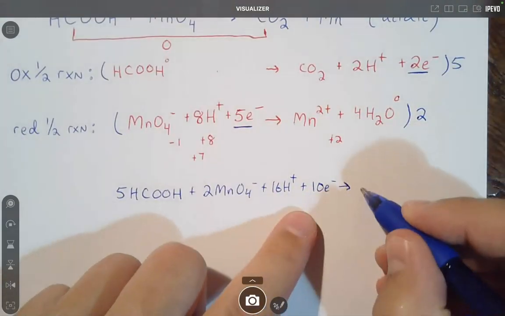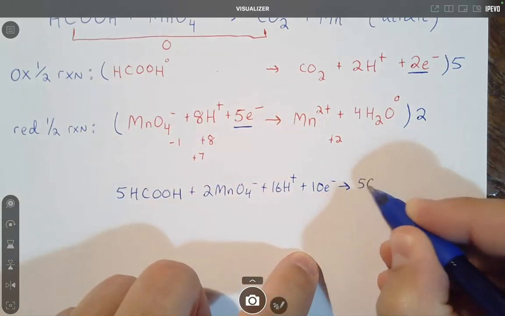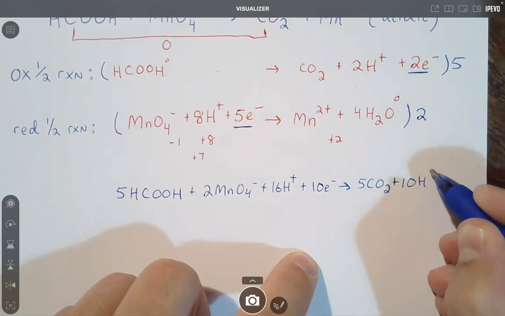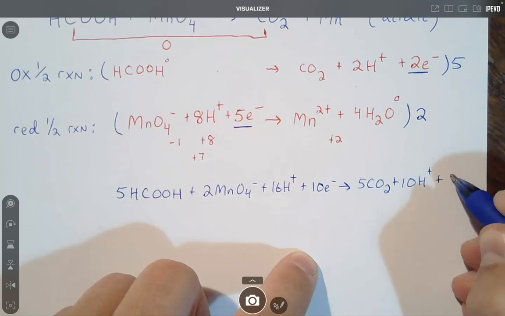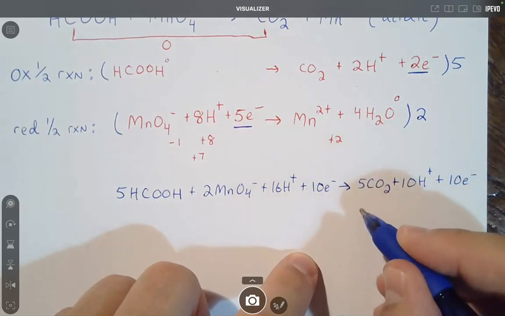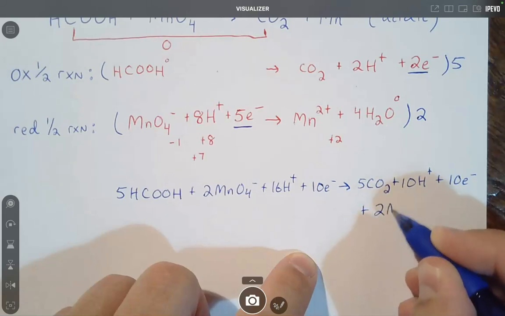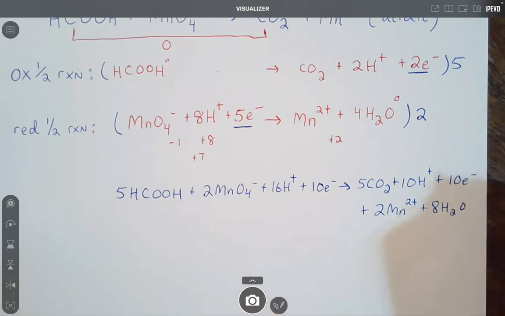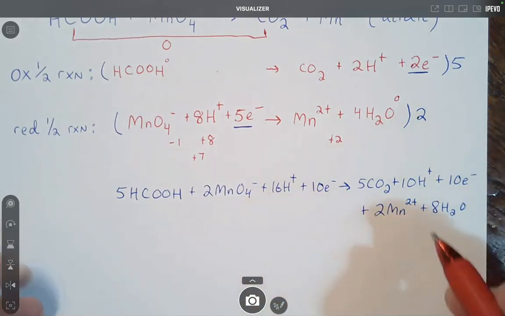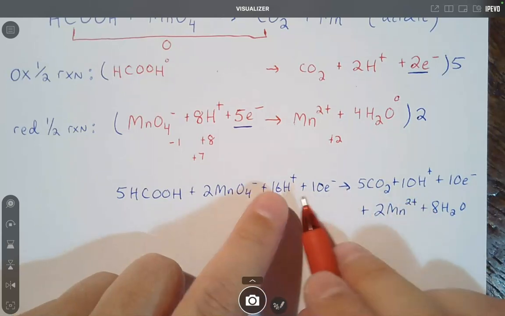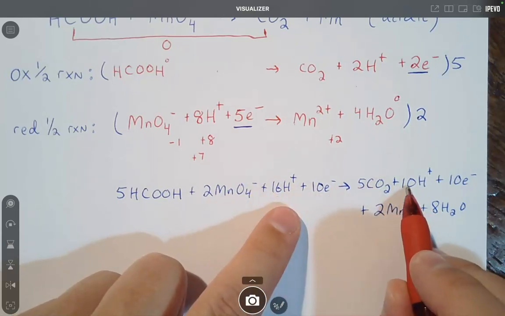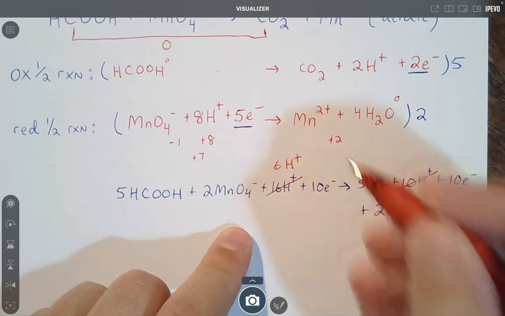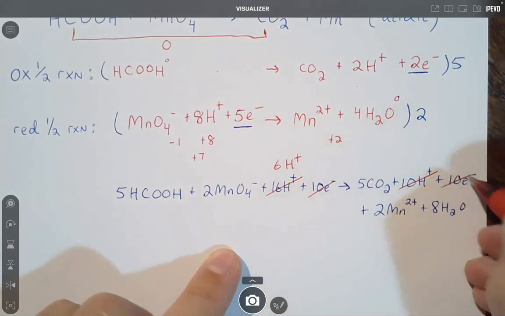All right, so let's go over here. So we've got 5 CO2s, and we've got 10 hydrogens, and 10 electrons. And then we have to come down here, and we also have 2 Mn2+, and we've got 8 H2O. All right, so what can we cross out? We're going to cross out some hydrogens. So you see how we've got hydrogen on this side and hydrogen on that side. So we can take 10 hydrogens from each side, and that's going to leave us with 6 on that side, and we can cross out the electrons.